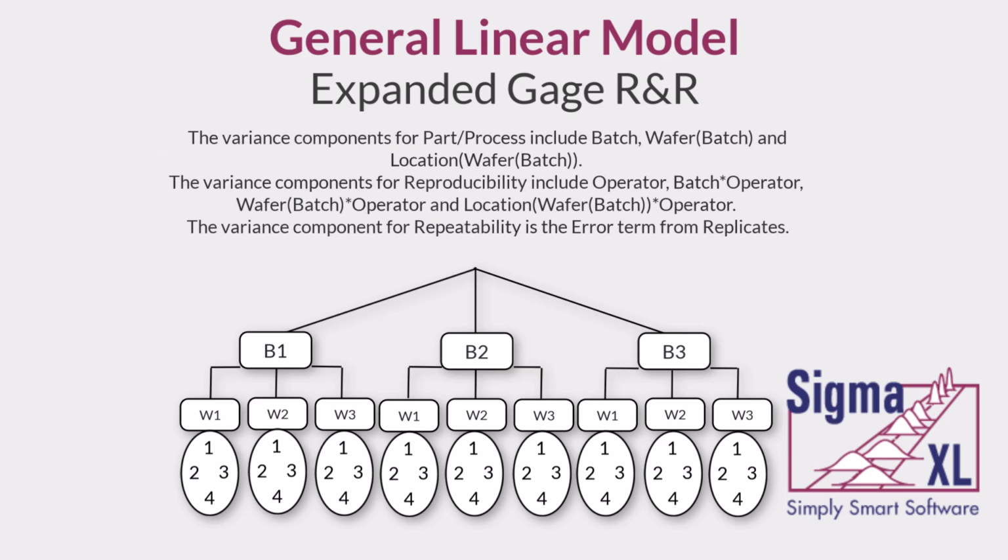The variance components for part process include batch, wafer nested in batch, and location, nested in wafer, nested in batch. The variance components for reproducibility include operator, batch by operator, wafer nested in batch by operator, and location nested in wafer, nested in batch by operator. The variance component for repeatability is the error term from replicates.